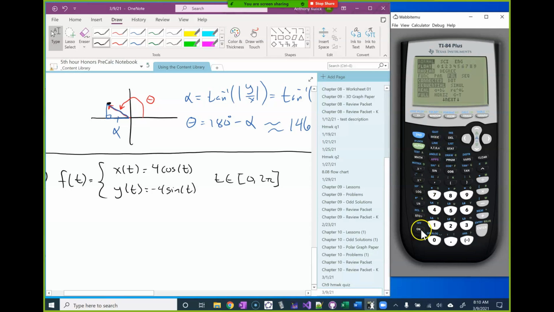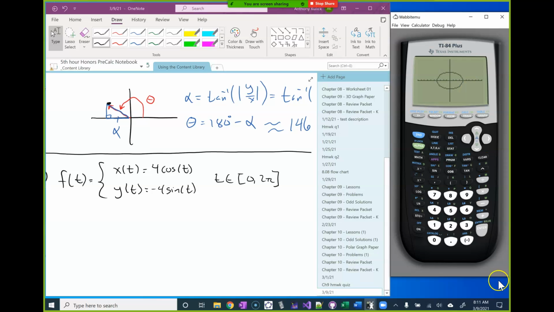So I'm going to go ahead and turn this into parametric mode. And we'll do 4 cosine t, and then -4 sine t. And I'm going to get rid of this other mumbo jumbo here. Our range for t, it tells us, is 0 to 2 pi. I didn't go back to look to make sure I was in radian mode, but I am. So let's hit graph, and what we get is a circle.